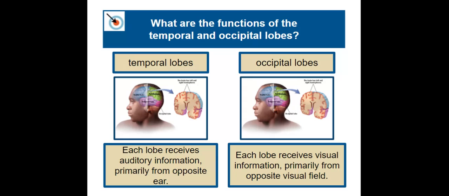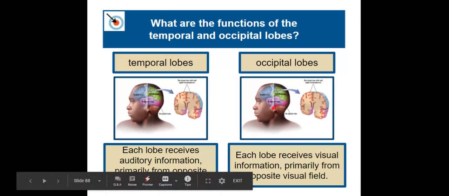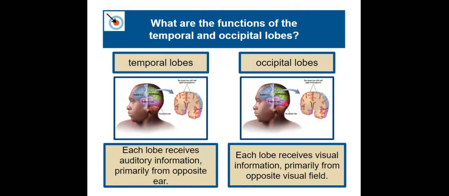The same thing is going to happen with the occipital lobe. The occipital lobe is located here in the back of your brain. And this lobe is primarily responsible for vision and how we interpret and process our visual field. And we'll talk more about that visual field here in just a few seconds.